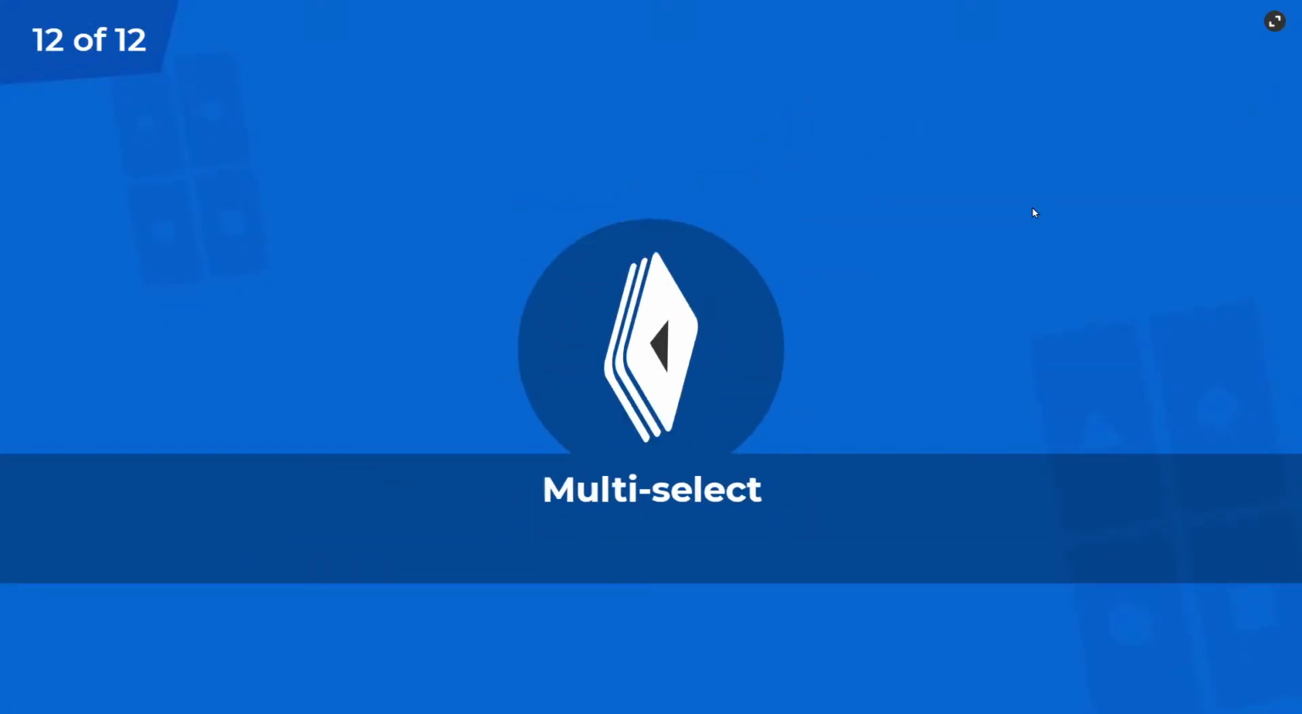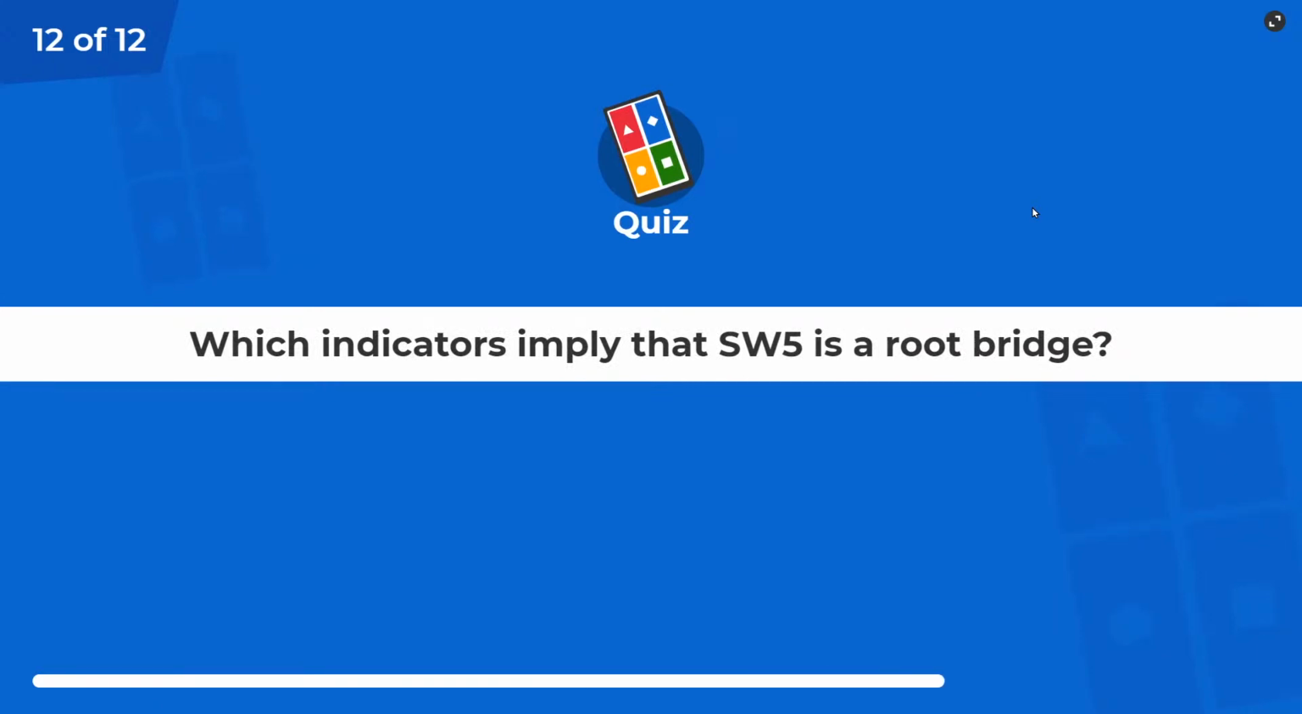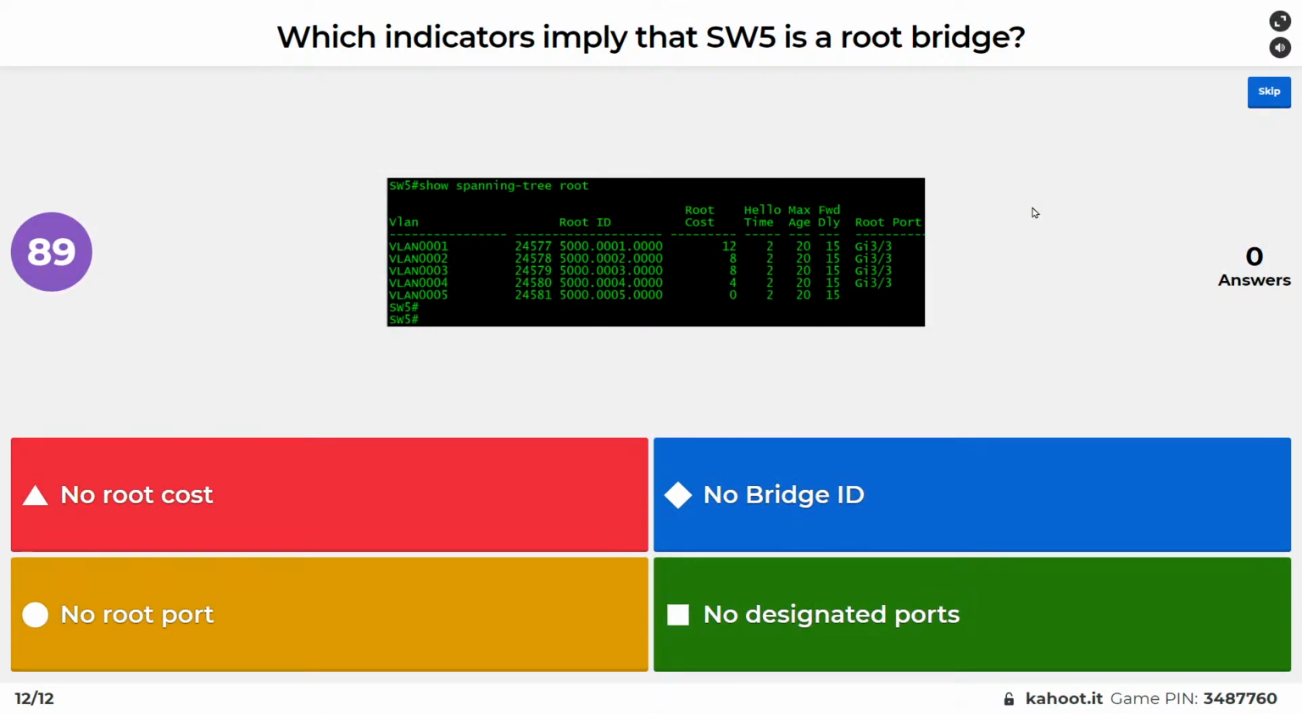Question number 12, multiple select. Which indicators imply that switch 5 is a root bridge?